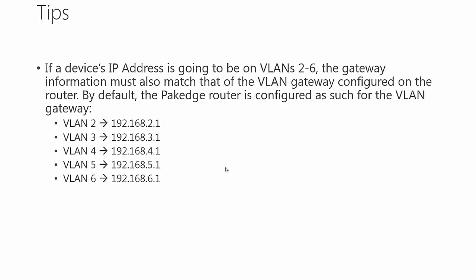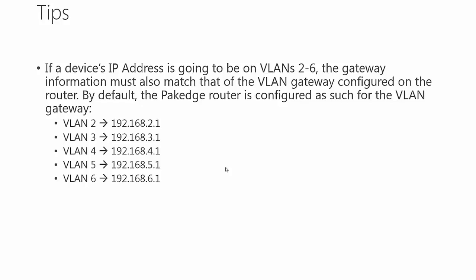Something else to keep in mind when configuring your end-user devices to be set on a specific VLAN, you also need to make sure that their gateway is configured for the VLAN gateway. As an example, for my ports being configured on VLAN 2, I need to place a 192.168.2.1 for my gateway if I'm placing an IP address statically so that it matches the VLAN 2 gateway configured on my router. For VLAN 3, I would need to place a 192.168.3.1 gateway to match the VLAN 3 gateway on my router.